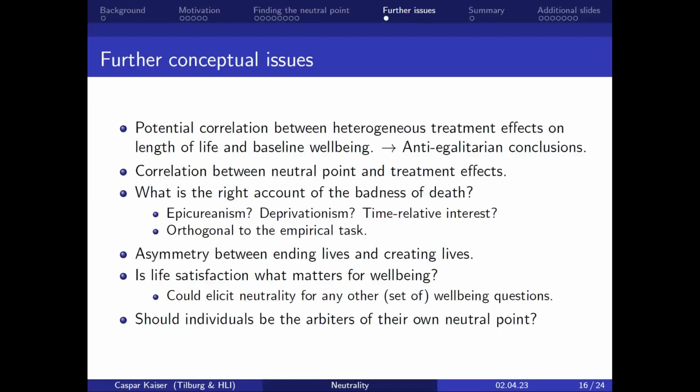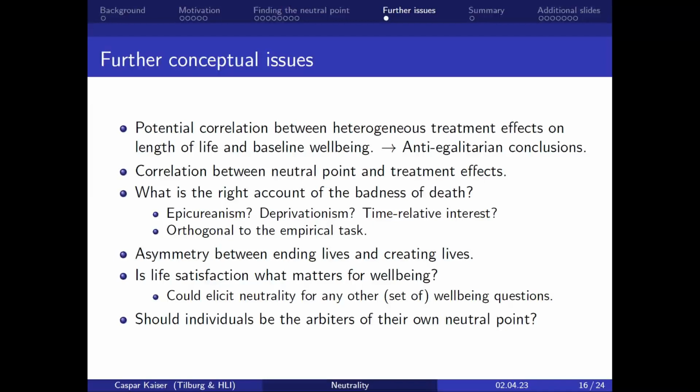Another broader problem is what the right account of the badness of death actually is. What I've been assuming in this talk is essentially deprivationism. Deprivationism says the badness of death is given by the extent to which you were deprived of the life you could have had. But at least in the philosophical literature, there are competitors to this view.